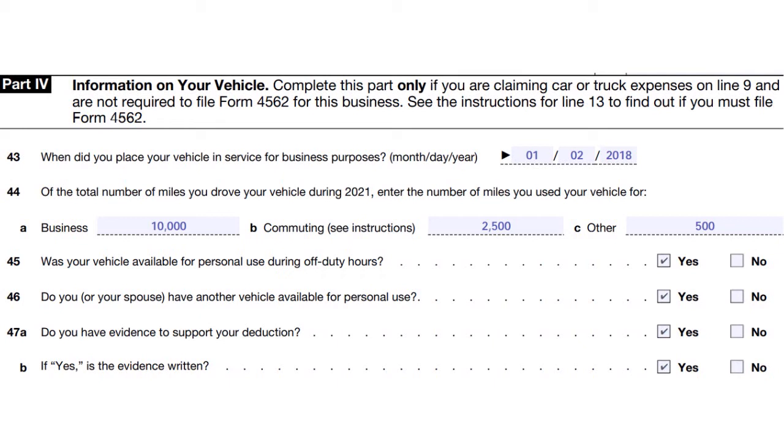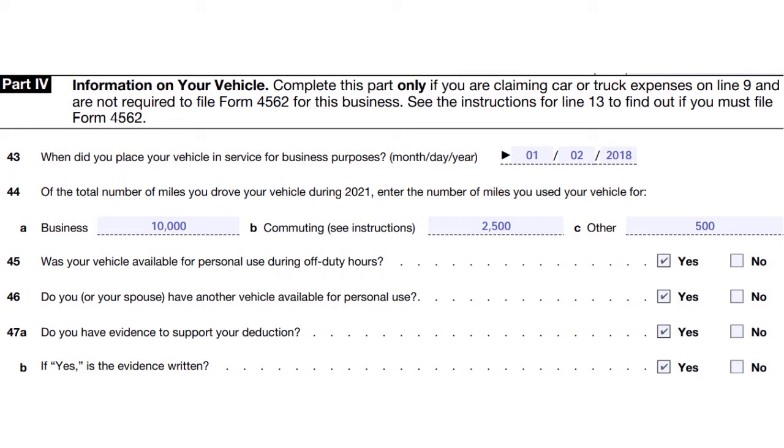Very important. On line 45, we put yes, our vehicle was available for personal use off duty. That's necessary. If you are claiming the home office deduction, then you must answer this question yes also. And here, do you have another vehicle for personal use? We said yes. Line 47, do you have evidence to support your deduction? We said yes. And this goes back to what I said earlier, right?